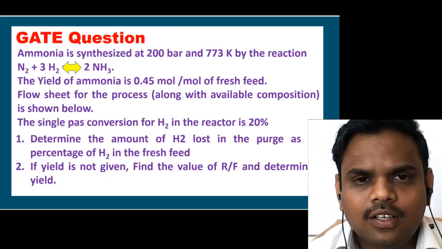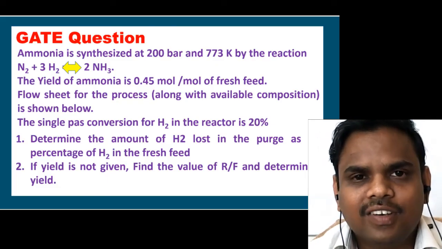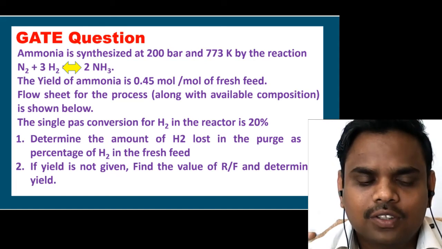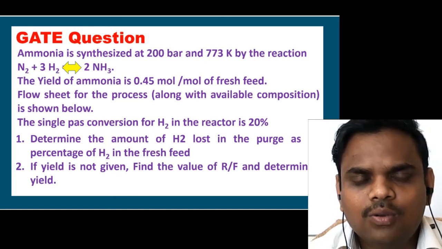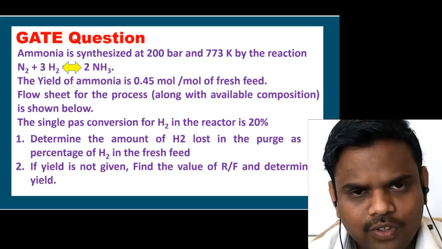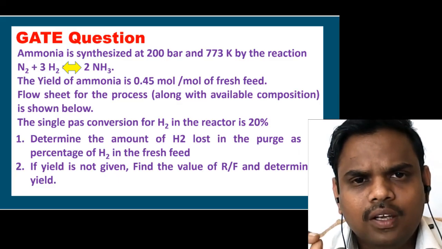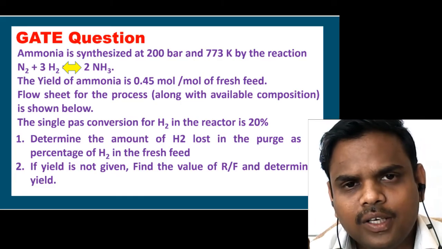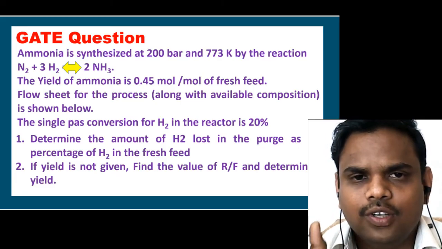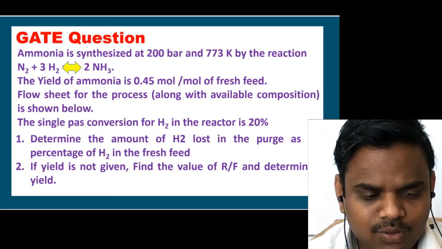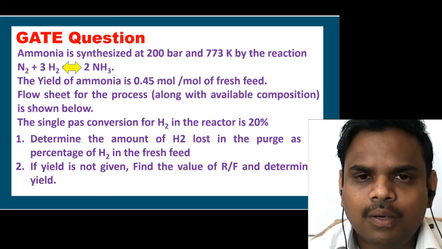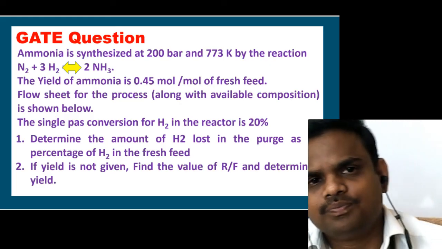And the second part is, assume the yield is not given. So the yield was given, right, 0.45. So assume the yield is not given. Find the value of R by F ratio and determine the yield of ammonia. Okay, so the diagram is given. Go through the diagram. Read the problem once again. We can try to solve this problem. Okay.